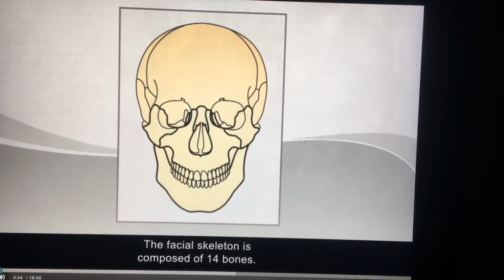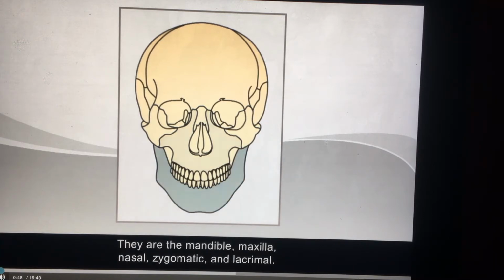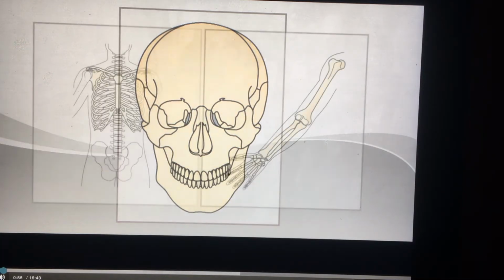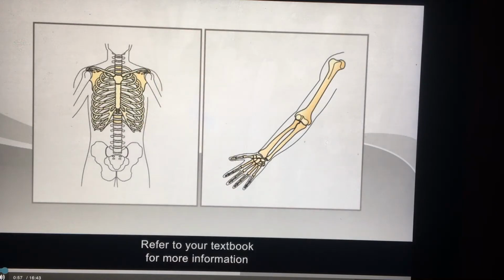The facial skeleton is composed of 14 bones. They are the mandible, maxillae, nasal, zygomatic, and lacrimal. Refer to your textbook for more information on the bones of the neck, back, chest, and shoulder, as well as the functions and structures of the bones in the arm, wrist, and hand.